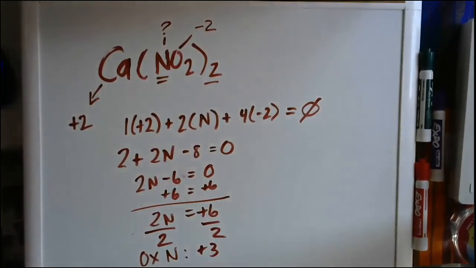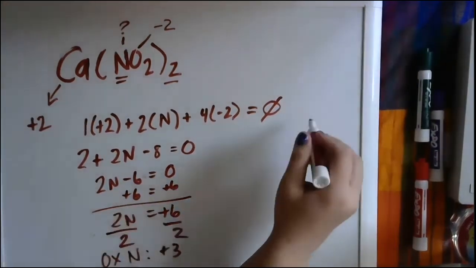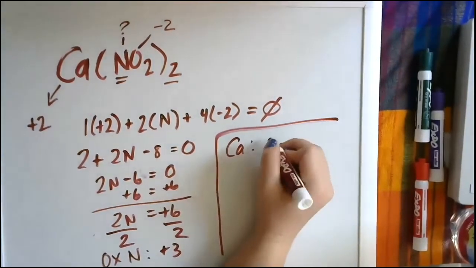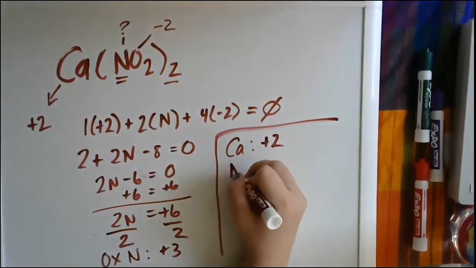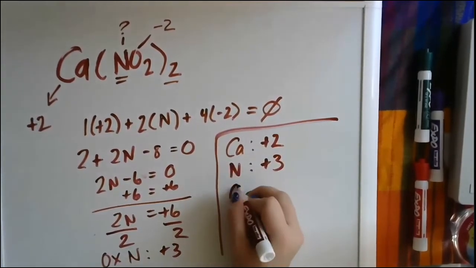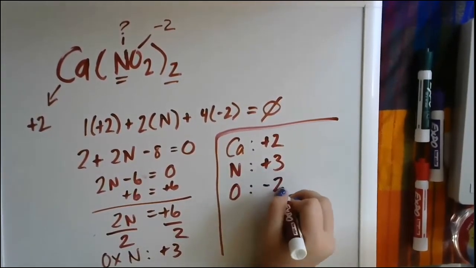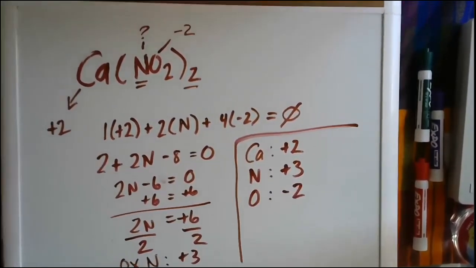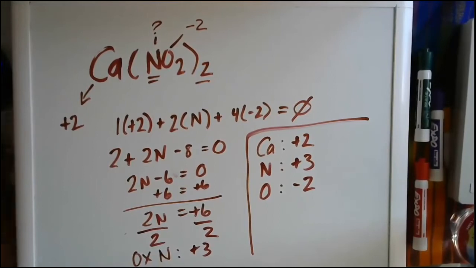which we already kind of had an idea of because we solved for the nitrite ion by itself before. So in this case, I would say that my calcium has an oxidation state of plus 2. My nitrogen has an oxidation state of plus 3. And each of my oxygens has an oxidation state of -2. Okay. So now we have a whole list of them to try on the next slide.